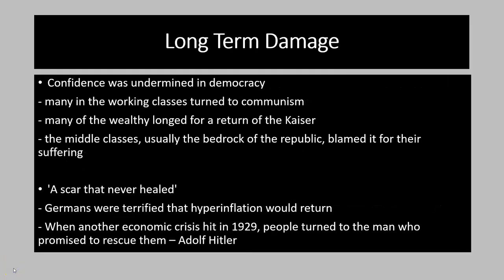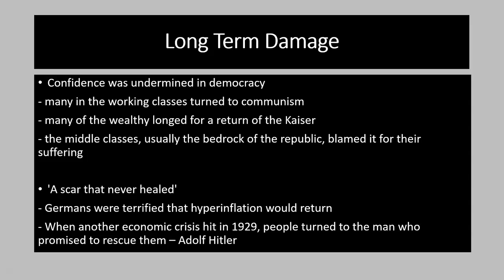After August 1923, a new chancellor called Gustav Stresemann found solutions to some of the problems of 1923, and we'll look at that in my next lesson. However, hyperinflation did major long-term damage. The first main point is that confidence was undermined in democracy. Many in the working classes decided to turn to the more extreme left-wing party of communism, believing that a more radical solution was needed to help further their interests.